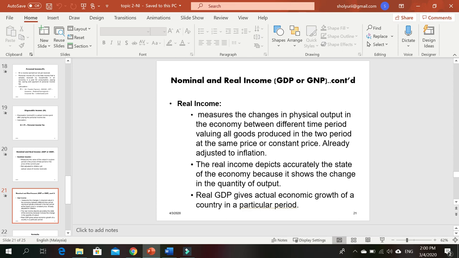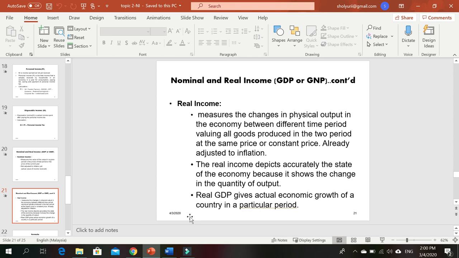So real income ni dia bagi accurate measurement of the state of the economy, because it shows the change of the quantity of output of that current time. And real GDP give actual economic growth of a country of a particular period.